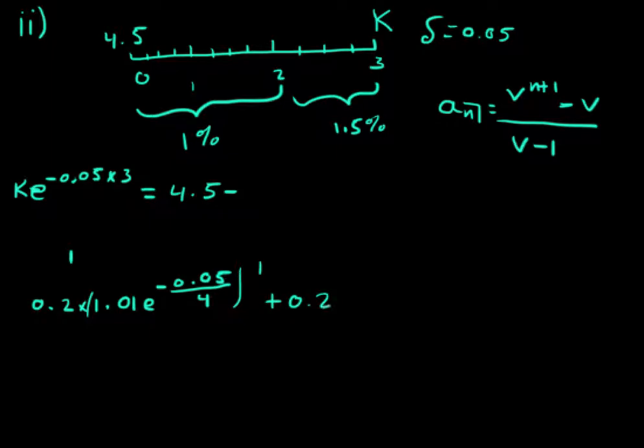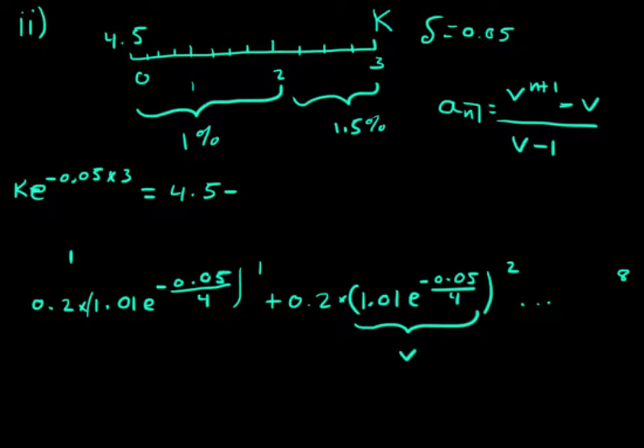Then we're going to be getting again 0.2 times 1.01 e negative 0.05 divided by 4, and that's going to be going back 2 quarters. And we're going to be doing that again and again until we get up to 8. So what's an easier way than sitting there with the calculator trying to figure it out, because you've only got a certain amount of time? Well, if we just let this bit over here be equal to v, then we can take out the 0.2 and just use this formula over here, where v is this bit, which will then be v to the 9, because that's 8 periods plus 1, minus v, all divided by v minus 1.